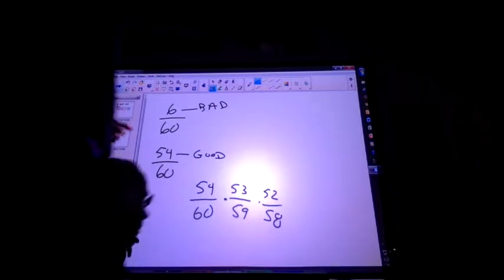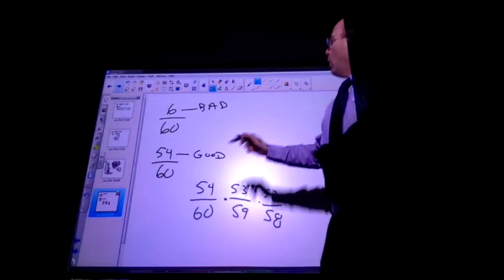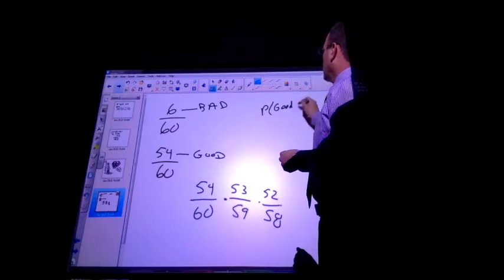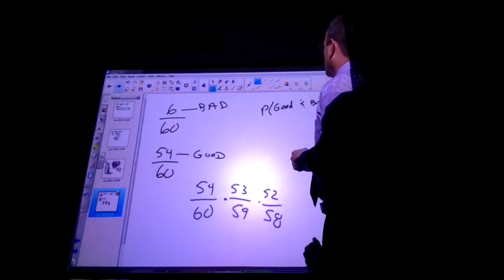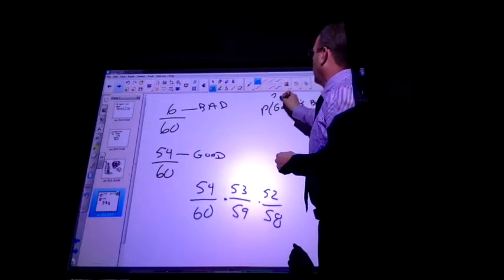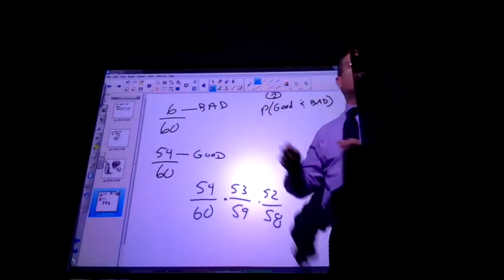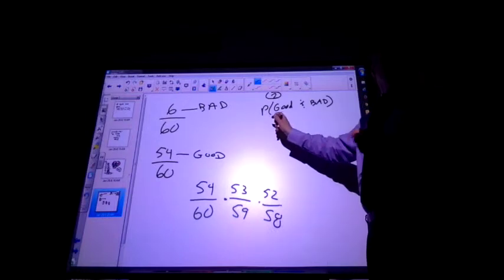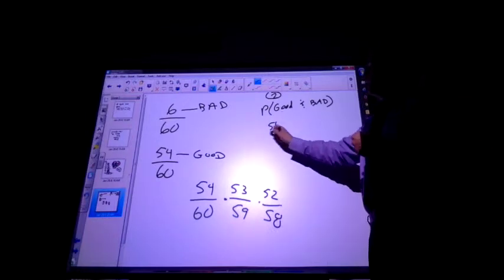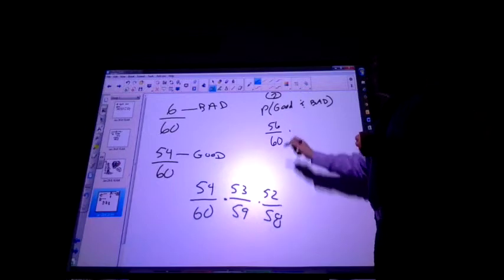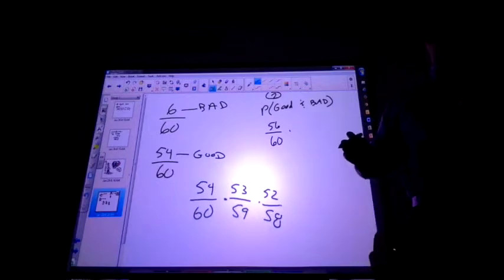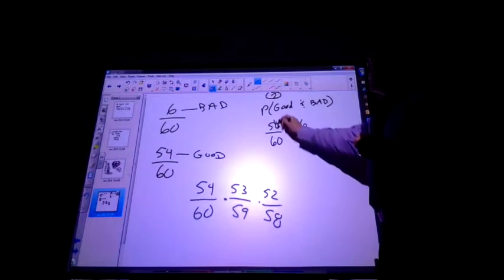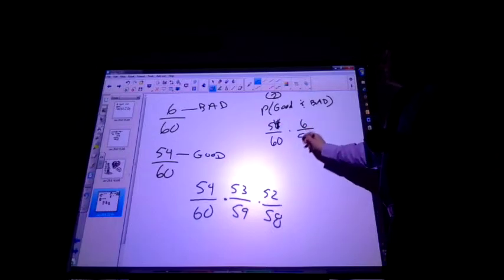Let me ask you this. Let's do this. What would the probability be that I pick up a good and a bad, if I was only picking up 2 of them? So you think about it. I have 54 good ones out of 60, and then I have how many bad ones out of? Oh, that's 54. Sorry, 54, and that's out of.